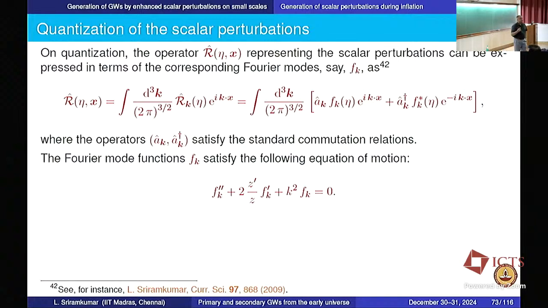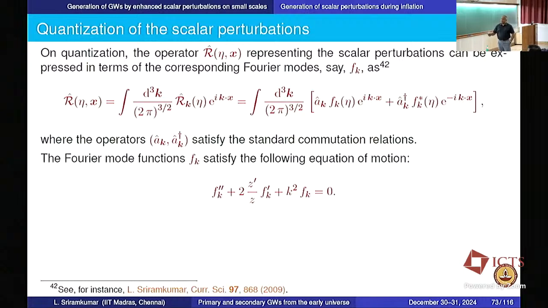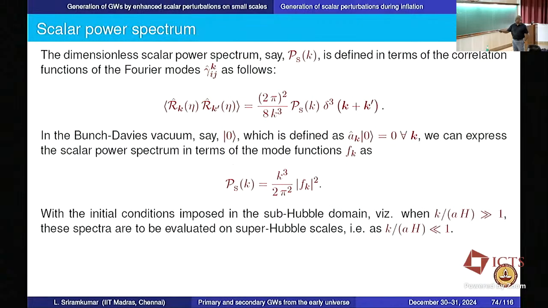Remember, we had something called g_k in the context of tensors. We have something called f_k, which have a very similar equation in the context of scalars. And you can define a curvature perturbation spectrum, which is often referred to as the scalar power spectrum, in this manner. If you take this Fourier decomposition of the operator R, plug it into this expression and evaluate in a vacuum state, the Bunch-Davies vacuum associated with the scalars, defined through this relation, you arrive at this expression.